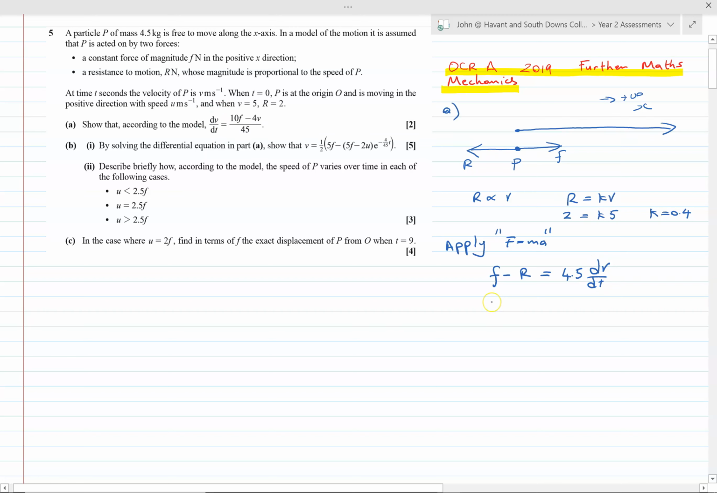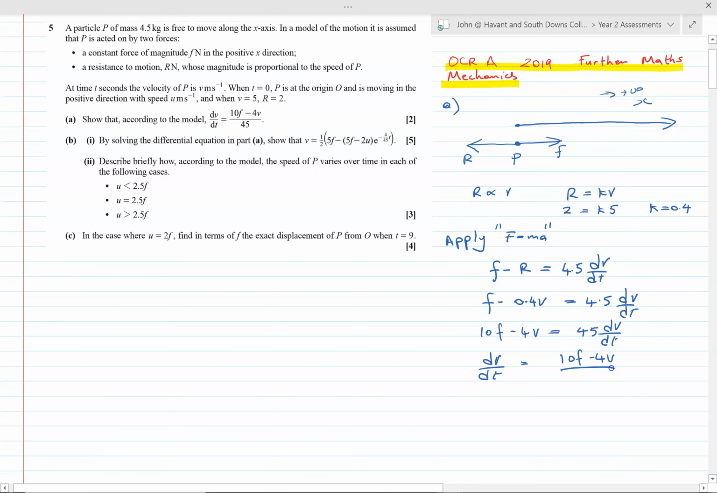So we know that R is equal to k times V, so that's 0.4V, and F minus 0.4V equals 4.5 dV by dt. Right, so now let's times through by 10. So we have 10F minus 4V equals 45 dV by dt. So we have dV by dt is equal to (10F minus 4V) over 45, as required.